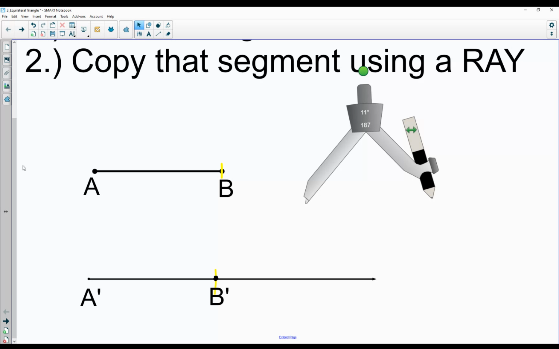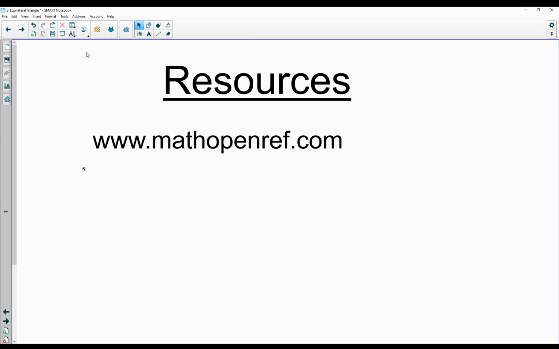Okay, so let's move on and start to think about today's lesson. Here's that resource we talked about last Wednesday on the Google Meet, Math Open Ref. This will be a live link, so feel free to click this in the PDF of the notes, and it brings you to all the constructions step by step with videos.